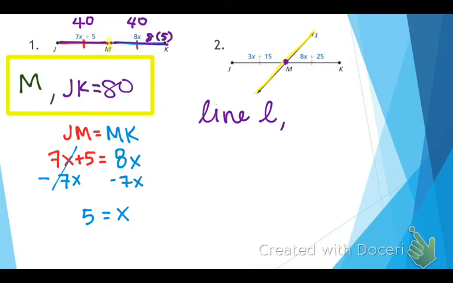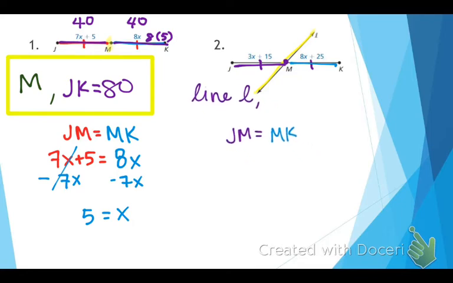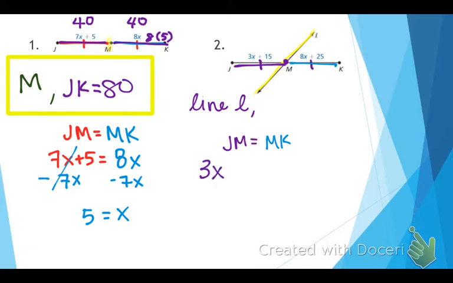Again, you've got these tick marks, which means that they're congruent. So the length of JM is going to be equal to the length of MK. According to this, what is the length of JM? 3x plus 15. And the length of MK? 8x plus 25. I always move the smaller x, which here would be the 3x. How do I move it across the equal sign? Subtract it.